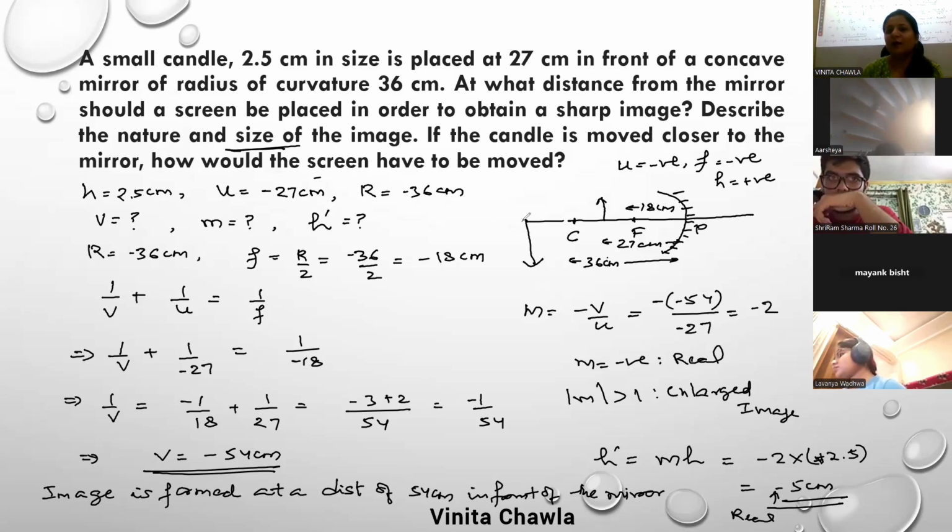Right? Look, let's consider different cases. So if we have an object beyond C, the image is formed between F and C. Now let's move our object towards the mirror. If we move our object towards the mirror to C, then the image is formed at C. So we can see that the screen is moving away from the mirror. If we move our object towards the mirror, then the screen has to be moved away from the mirror, only up to F.